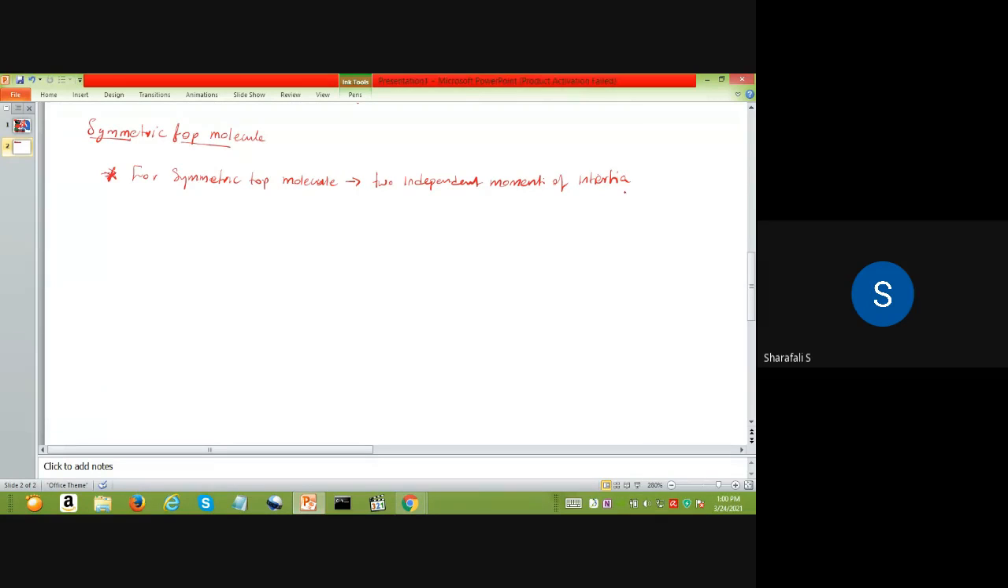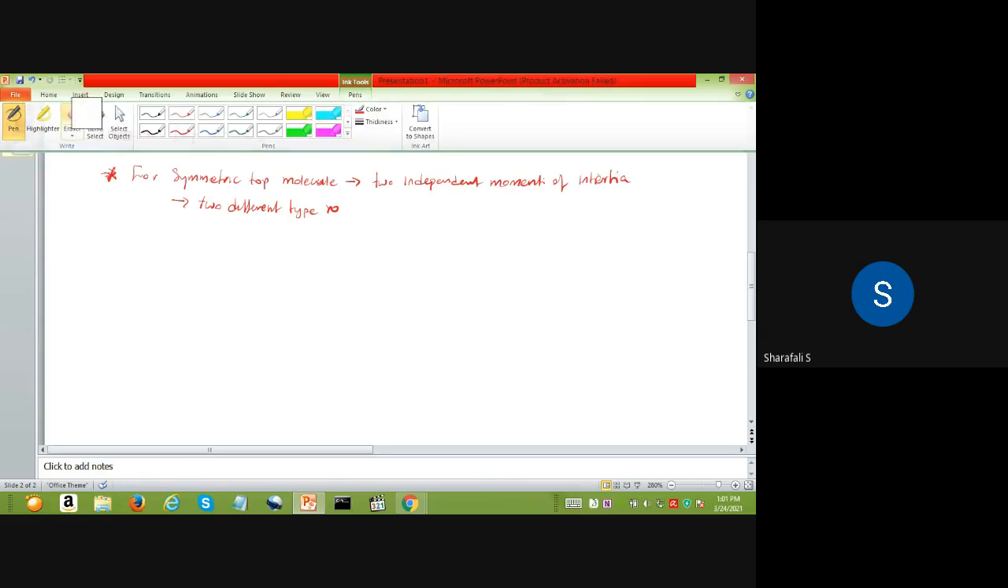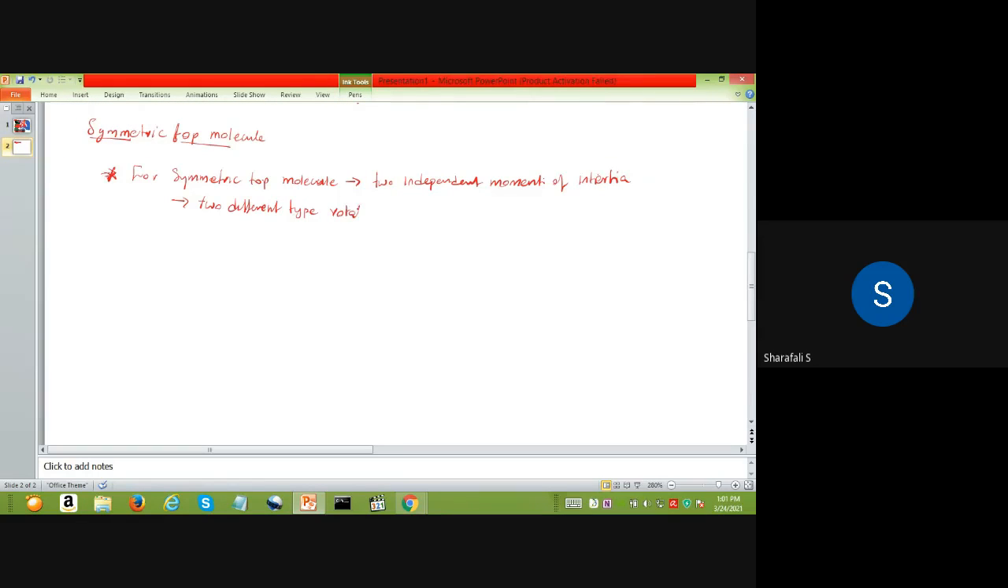And therefore, there will be two different directions of rotation in which the molecule may rotate. So this will give two different kinds, or types, of rotations. Okay, two different types of rotations are possible.